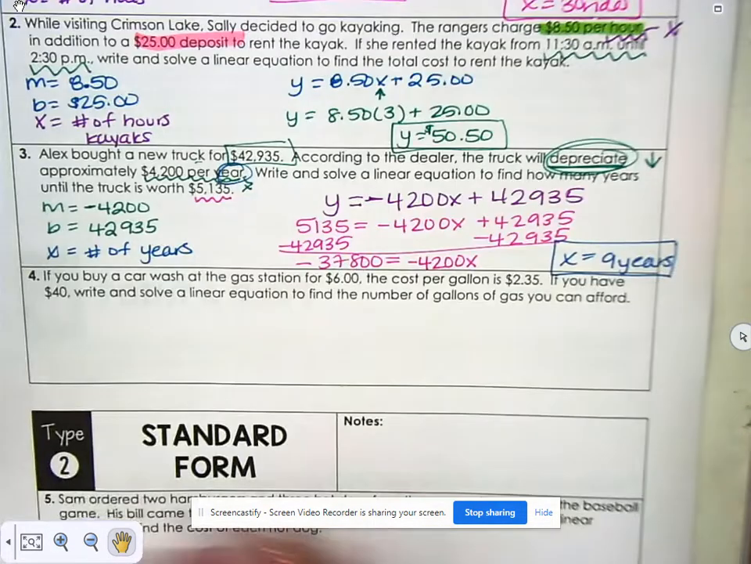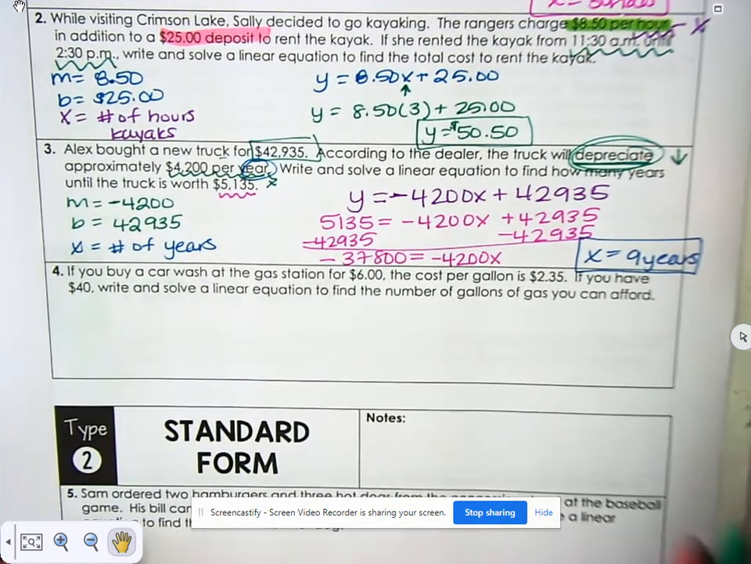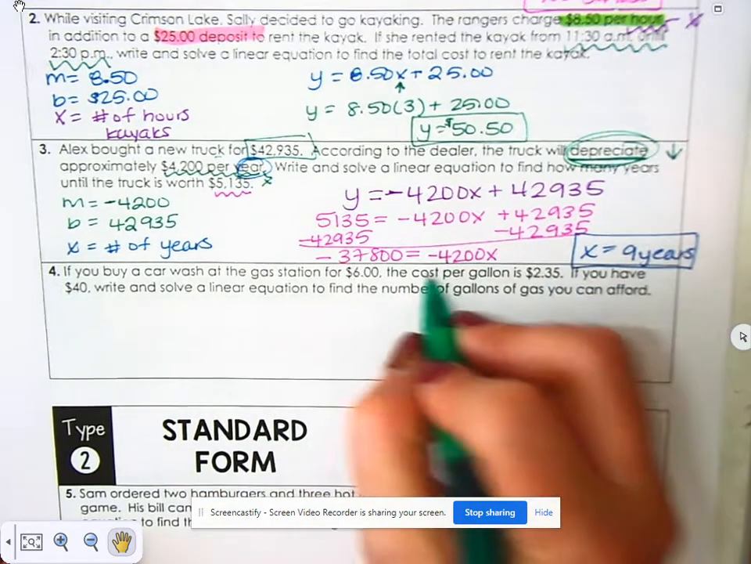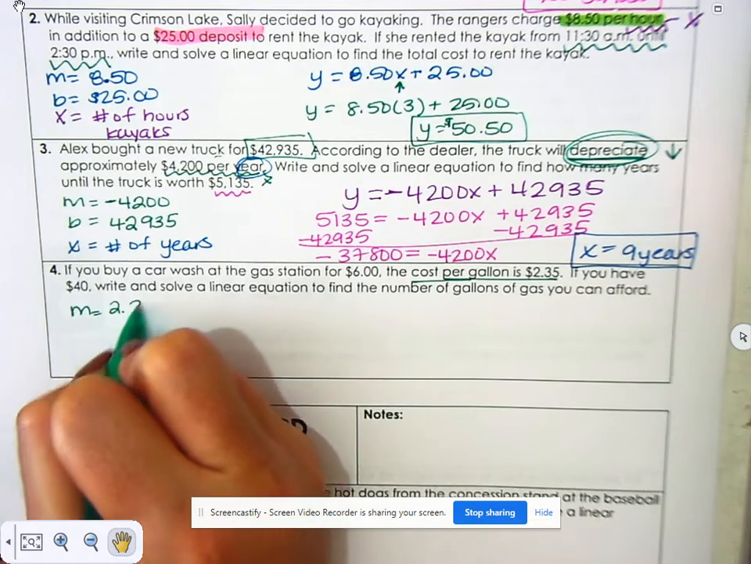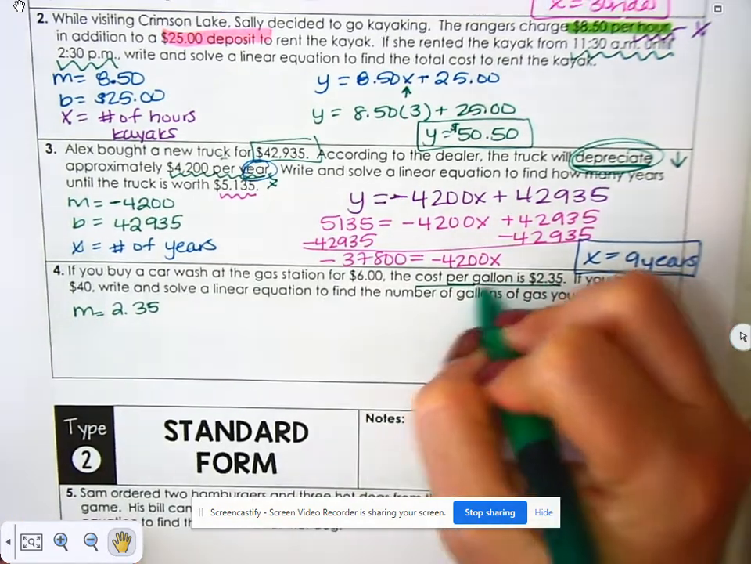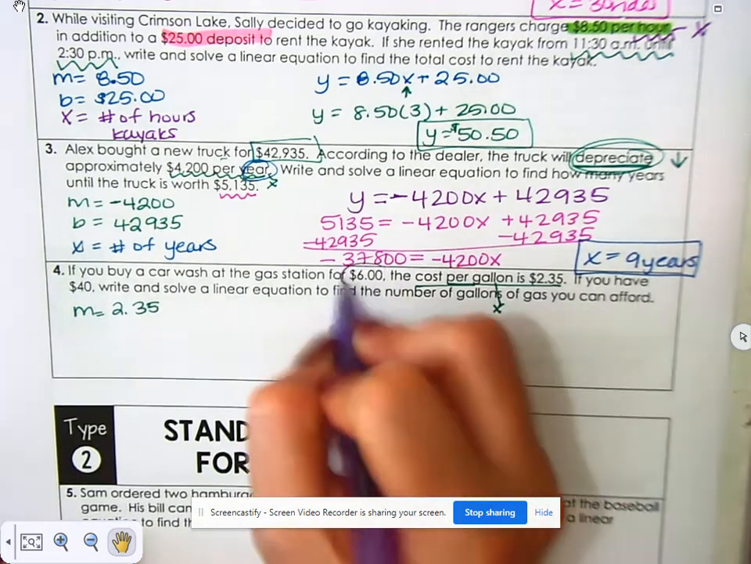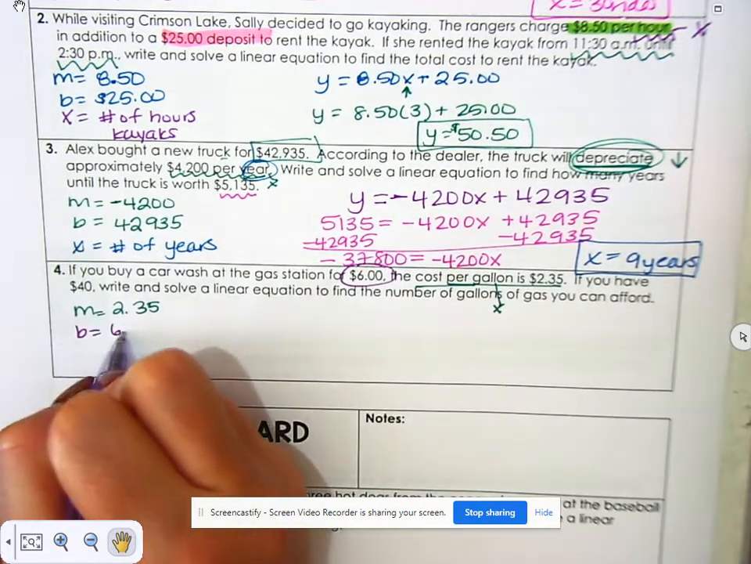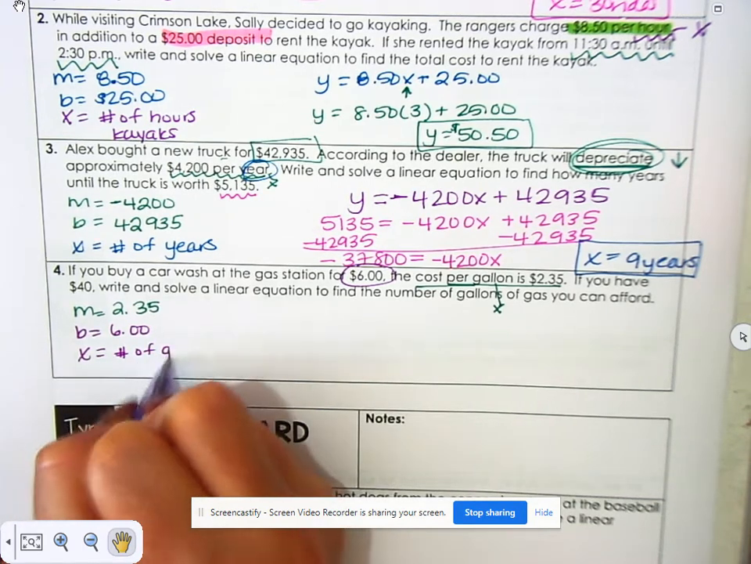Okay? All right, number 4 on this one. You buy a car wash at the gas station for $6. The cost per gallon, so here we go again, per gallon. Okay, so our M is the $2.35, and the gallon, because this was after the per, is our X. All right, and the car wash itself was $6, so that's our B. So remember, X here is the number of gallons.